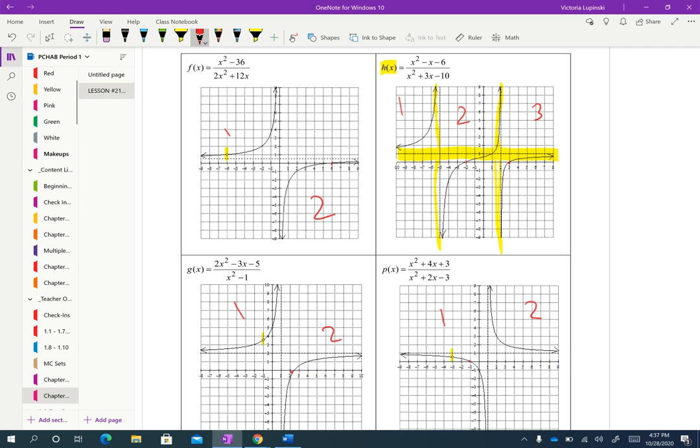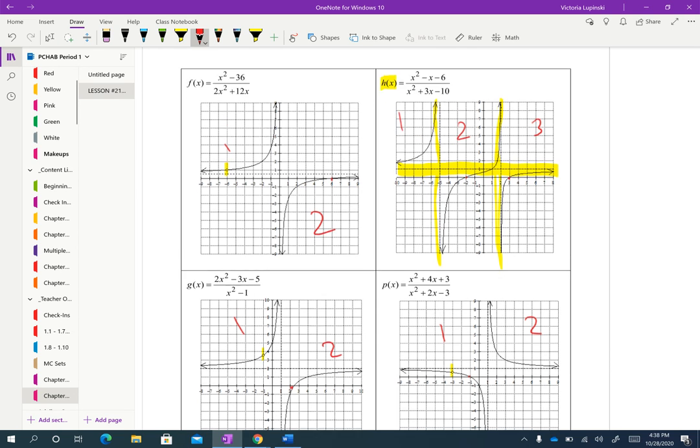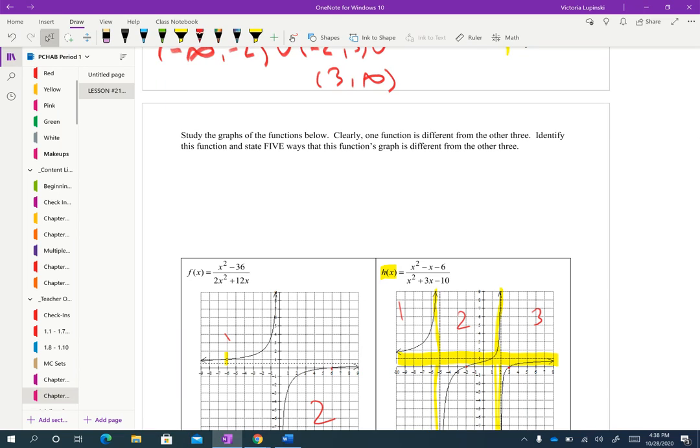Again, because of the fact that there are so many multiple choice questions on the AP test, it's very likely that they will give the graph to you and then ask you questions about it. So again, we kind of already talked about it, but let's just summarize the 5 different ways that one of the functions is different than the others.